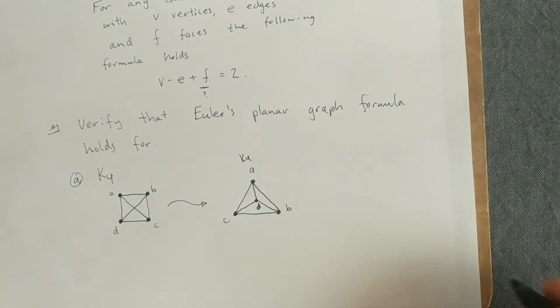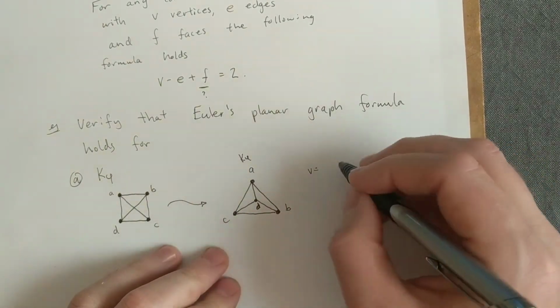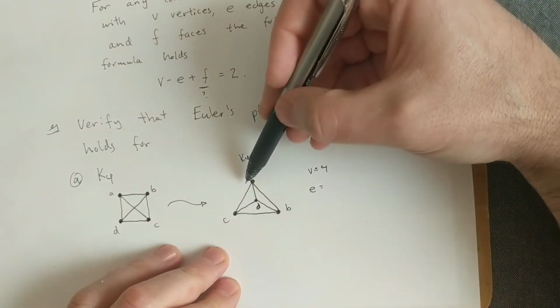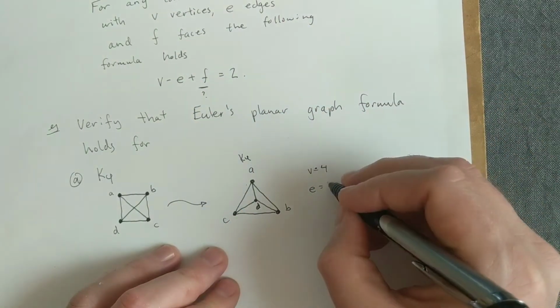And so let's count things here. Vertices: how many vertices do I have? 4, that's what the 4 in K4 is telling us. How many edges do I have? 1, 2, 3, 4, 5, 6. So I'm counting 6 edges.